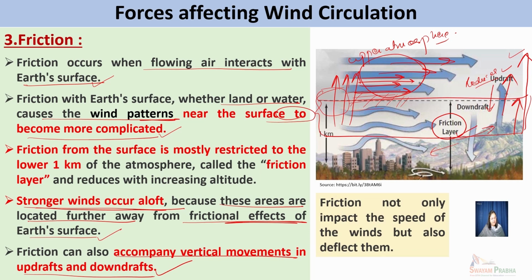So friction not only impacts the speed of winds but also deflects them, because as it causes restrictions in the movement of air, it definitely affects the speed. But because of the interaction with the various topographical features, the movement of wind sometimes becomes very complicated. It may lead to curved, circular, eddy-like movement of winds in different areas where they interact with different aspects of Earth, depending upon the level of interaction with the various features present on the Earth's surface.